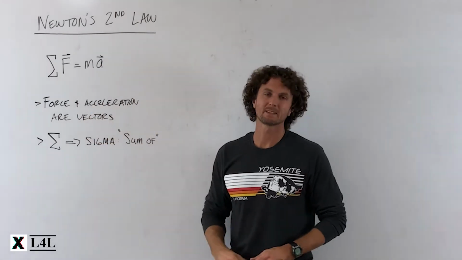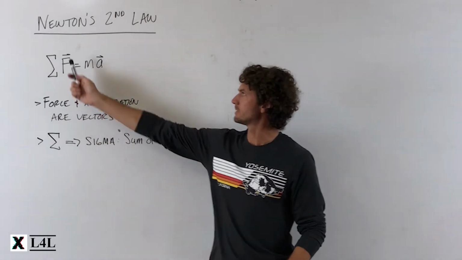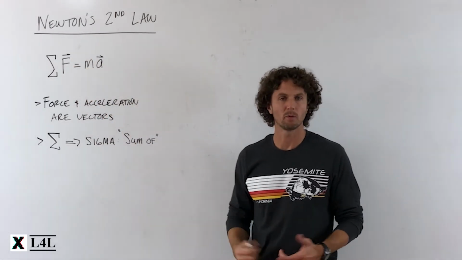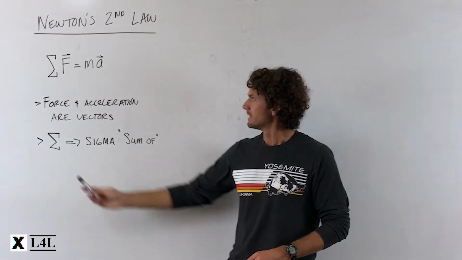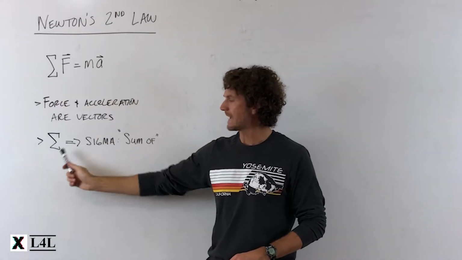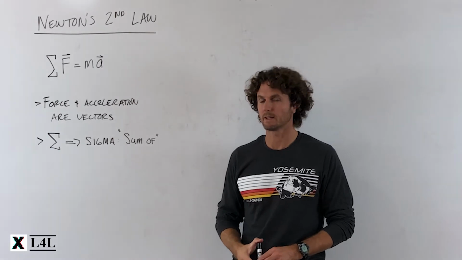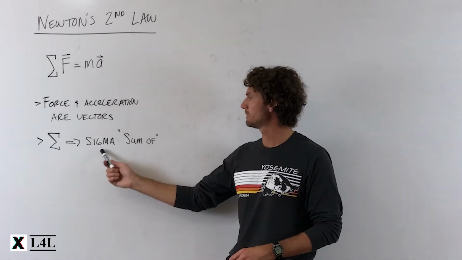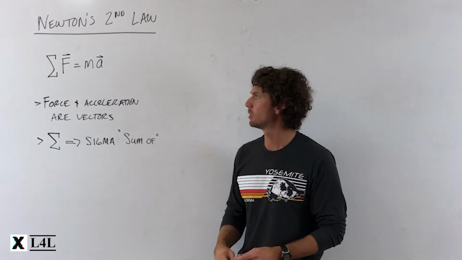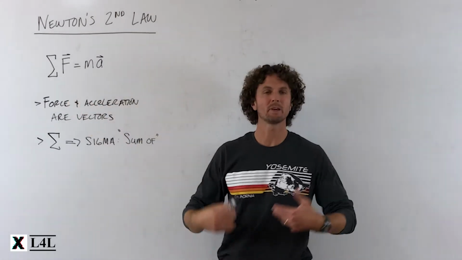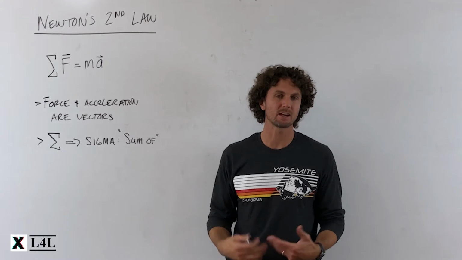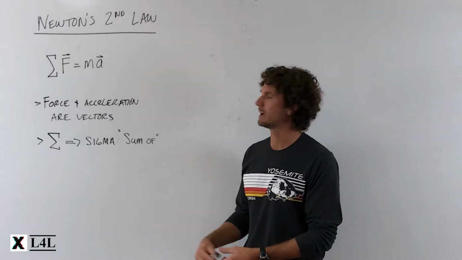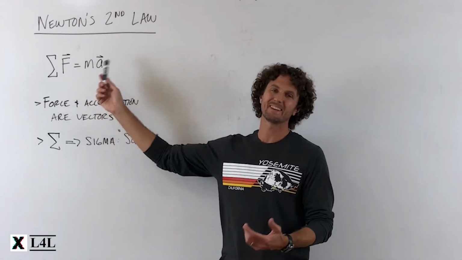Both force and acceleration are vector quantities, and they're denoted with the little vector arrow above their letter symbols. This first letter here is actually the capital Greek letter sigma, and you may have seen it before in your math class. What it really means is the sum of. And so what we are doing is summing up all of the external forces that are acting on an object, to determine what is the net force.